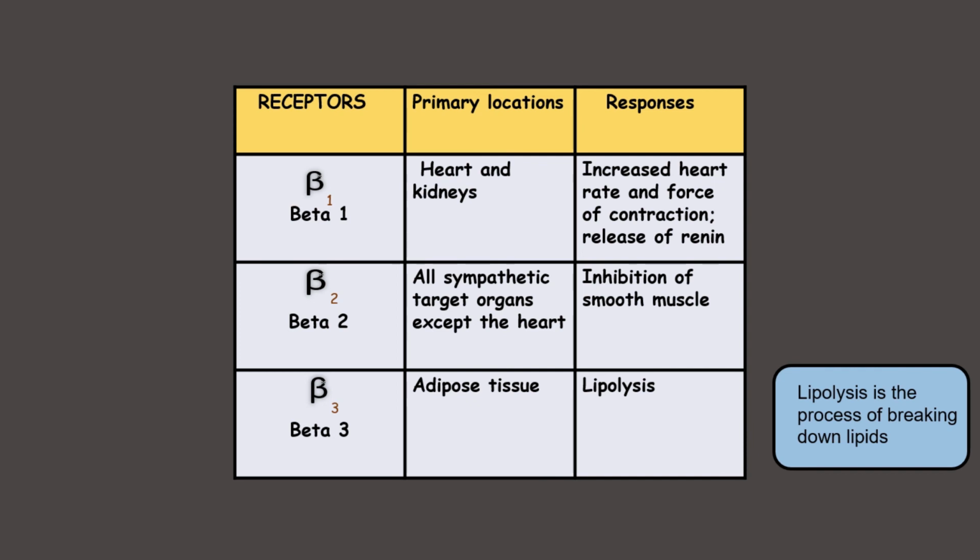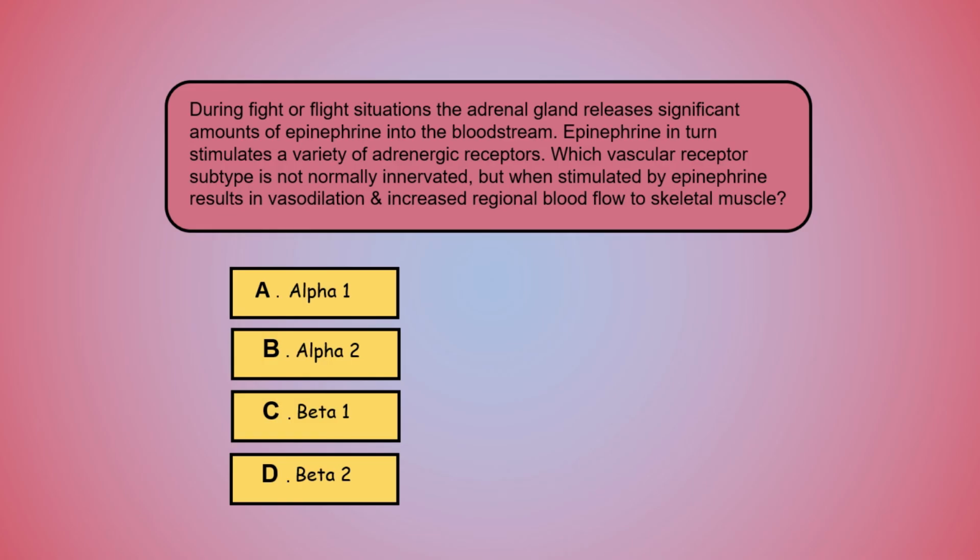Now let's test our knowledge through a little bit tricky question. The question says, during fight or flight situations the adrenal gland releases significant amounts of epinephrine into the bloodstream. Epinephrine in turn stimulates a variety of adrenergic receptors. Which vascular receptor subtype is not normally innervated, but when stimulated by epinephrine results in vasodilation, increased regional blood flow to skeletal muscle? Option A is alpha 1. Option B is alpha 2. Option C is beta 1, and the last option, option D, is beta 2. Pause the video and think about it.